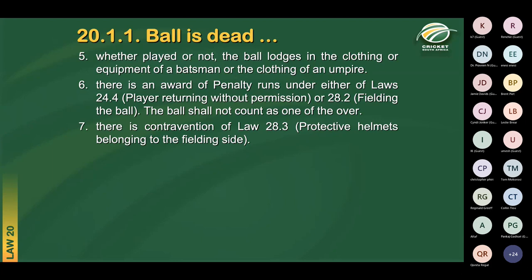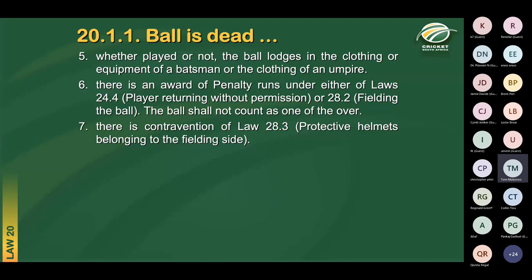The ball also becomes dead if there's a contravention of Law 28.3, protective helmets belonging to the fielding side. If the ball goes through the wicketkeeper's legs and the helmet that was worn by the short leg fielder has been discarded behind the wicketkeeper and the ball hits that helmet placed behind the wicketkeeper, we know that the ball becomes automatically dead and 5 penalty runs are awarded to the batting side.